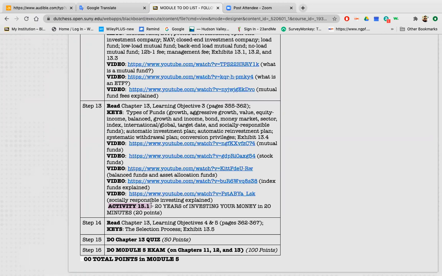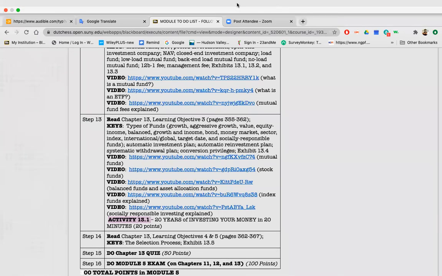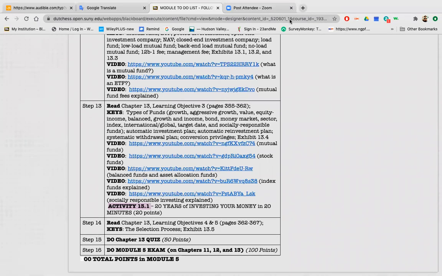There's a lot to it. I hope you enjoy it, but it's basically what's required of us over a lifetime to always make sure our money is invested and earning some type of interest or return. And then of course, chapter 13 ends with a quiz. And then of course, the module exam is on all chapters. 300 different points to earn here in module 5. And I think you're going to really, really enjoy it.